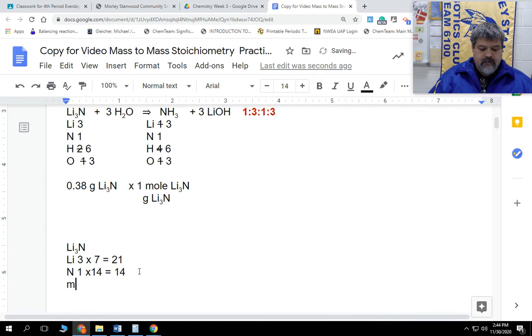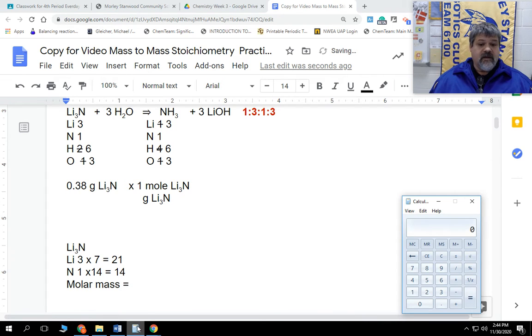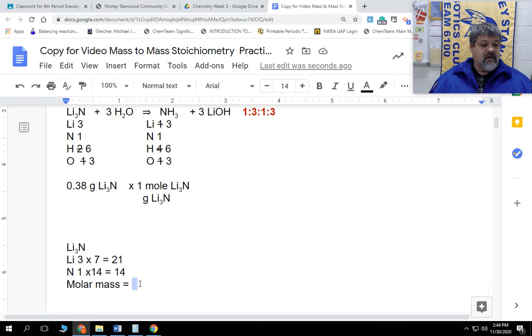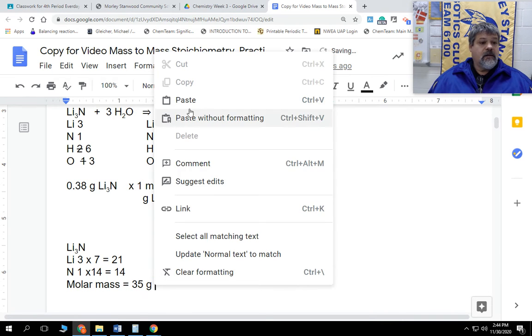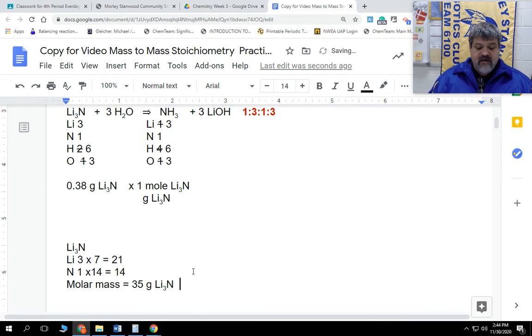So our molar mass is going to equal those two numbers combined. So if I pull out the calculator, which again we can do, 21 plus 14 equals 35. Okay, so I think the number right here is going to be 35 grams of lithium nitride. And that's going to equal 1 mole of lithium nitride. Okay, so again, because these are equal to each other, we can use them in the molar ratio.